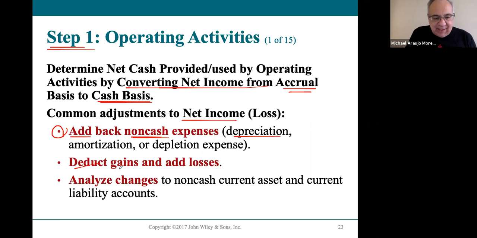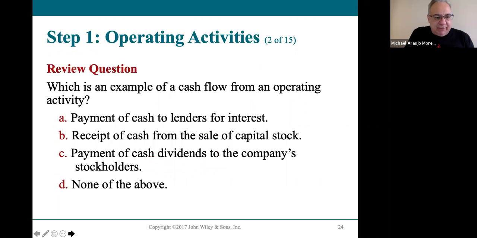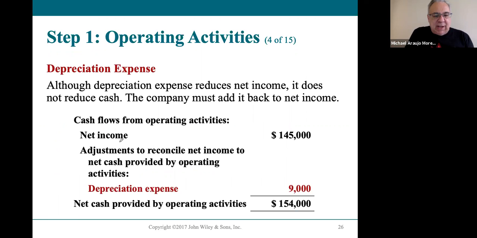We deduct any gains and we add any losses. So remember, to get net income, we had to add other gains and subtract other losses. We reverse that, basically. What this is saying is reverse those gains and losses. That's a very important thing. And then the thing that's going to take you most of your time is analyzing the changes to current assets and current liabilities that are not cash. So there's a lot of them.